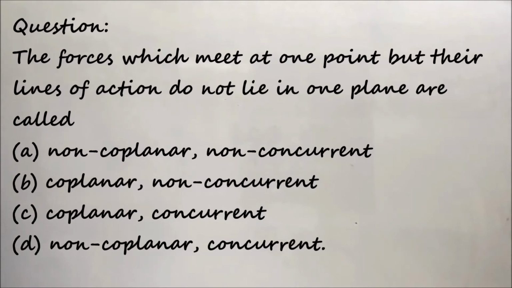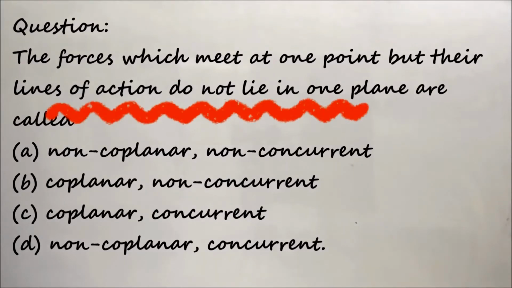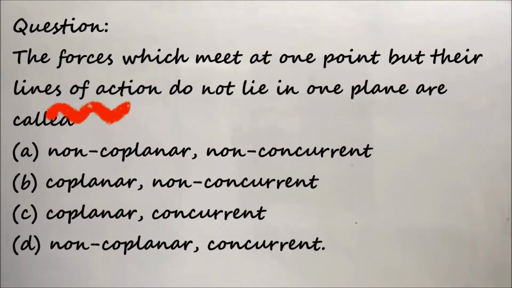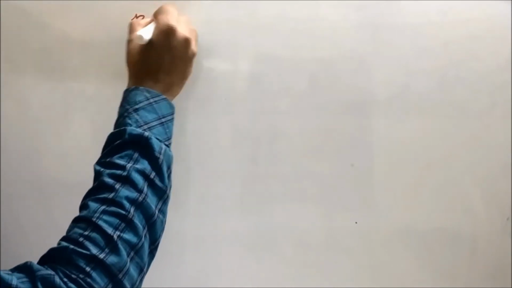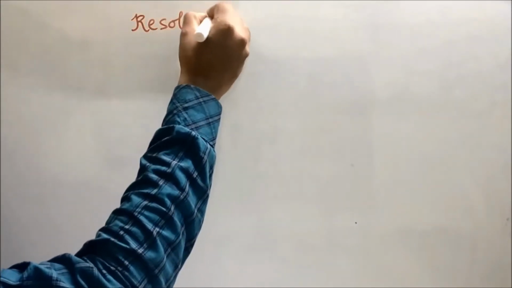In this question, the first line says forces which meet at one point. So forces are meeting at one point, therefore they are concurrent. And the second line says the lines of action do not lie in one plane. That means they are not coplanar, hence they are non-coplanar. So the answer would be non-coplanar, concurrent, option D. Now let us jump into today's topic, that is resolution of vectors.